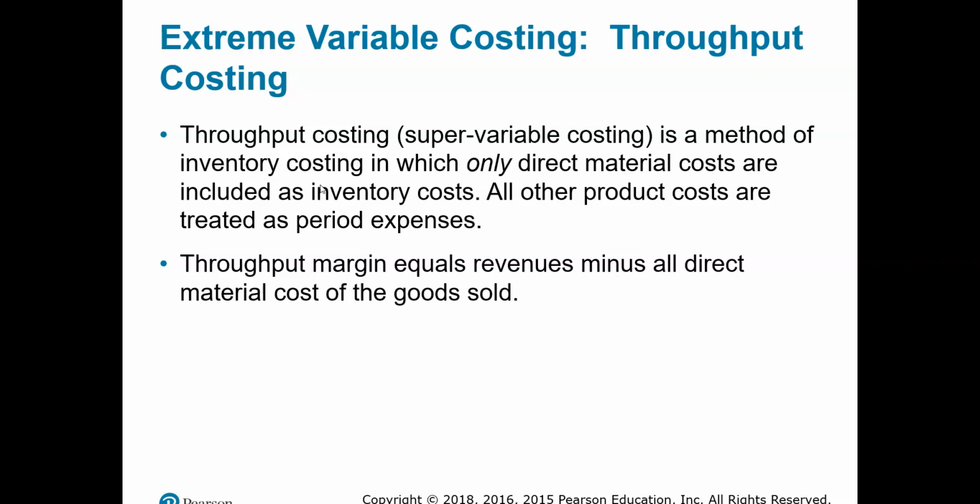The reasoning behind throughput costing is that direct material is the only pure inventory cost. All other costs are related to capacity to convert direct materials to a finished good. So throughput margin is revenue minus all direct material cost of goods sold. Direct material cost of goods sold under throughput costing is simply the direct materials cost per unit times the number of units sold.